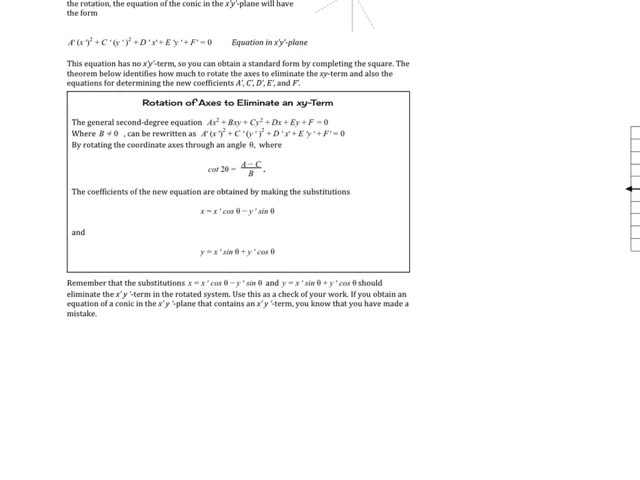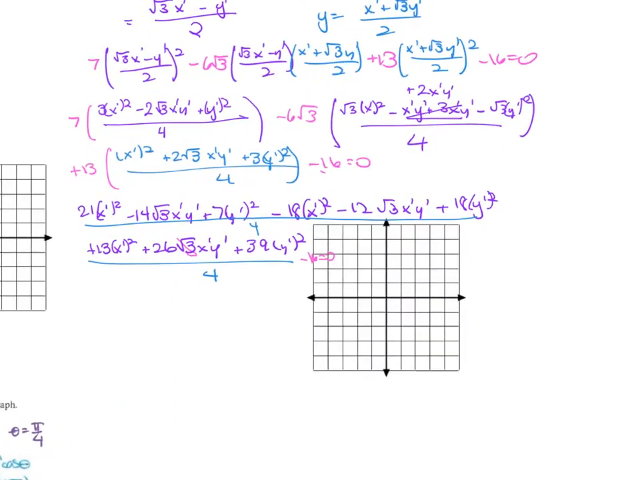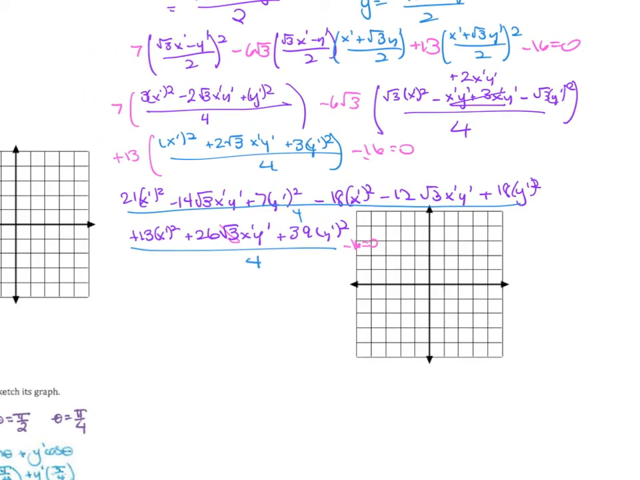when you do the substitution, the x prime, y prime term is going to disappear. So if you ever are at this point and you combine all these terms and you find that you have an x prime, y prime left, then you made an error somewhere and you go back and check. So let's combine like terms.